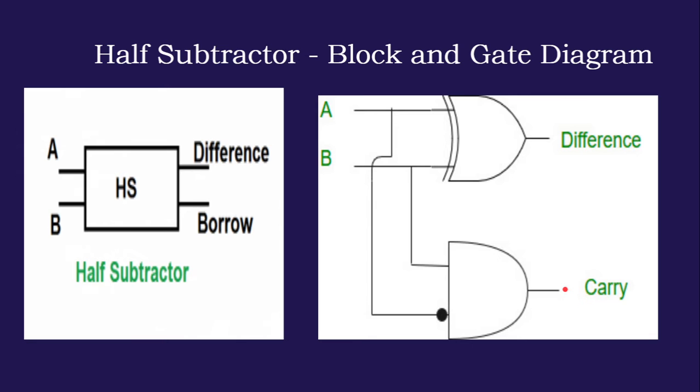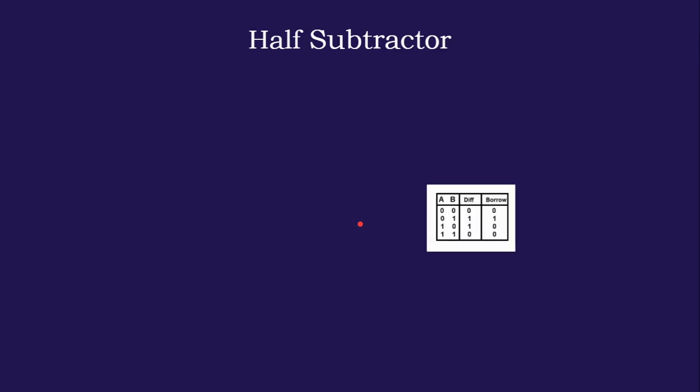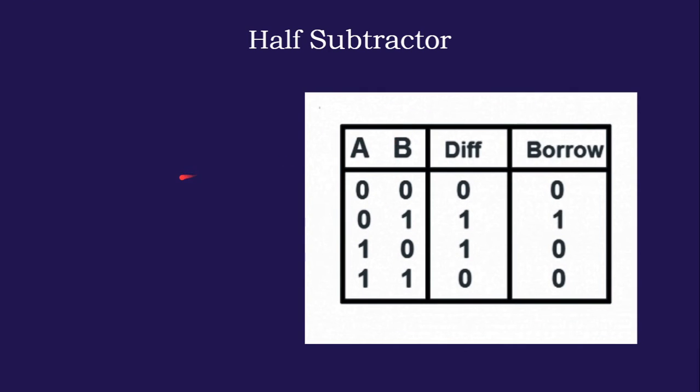Let us see how this equation is formed from the truth table. Let us first draw the truth table for the half subtractor, and for that we need to know the rule of subtraction. We know that 0 minus 0 is 0, there is no borrow, and 0 minus 1 is 1 with a borrow 1, because we are subtracting a bigger number from a smaller number. We have to get a borrow from the next bit. So 0 minus 1 is 1 with a borrow 1, 1 minus 0 is 1, there is no borrow, and 1 minus 1 is 0, there is no borrow.